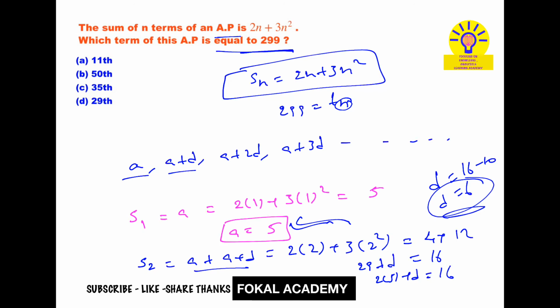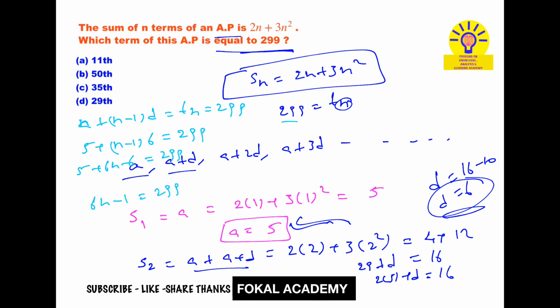From the nth term formula, that is a plus n minus 1 into d is equal to tn. So tn is given as 299. So a is 5 plus n minus 1, d is 6 we got, that is equal to 299. So 5 plus 6n minus 6 is equal to 299. So 6n minus 1 is equal to 299. So 6n is equal to 300. So n is equal to 50. So the 50th term is nothing but 299 for the given series.